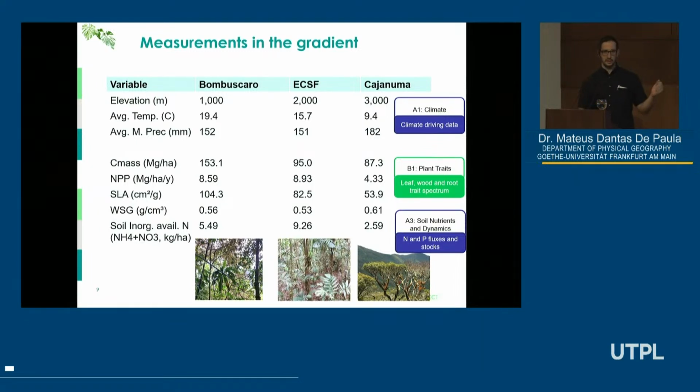The temperature goes down with elevation from 19 to 9.4 degrees on average per year. The precipitation does not change so much, a little bit more at the highest elevation. The biomass goes down from around 150 to 80. The NPP, the productivity, also goes down, and the SLA also goes down. So the trees become more conservative as they go up in elevation. They have harder leaves going up, harder wood going up, they combine better with mycorrhiza, and they have thicker roots as they go up the elevation.